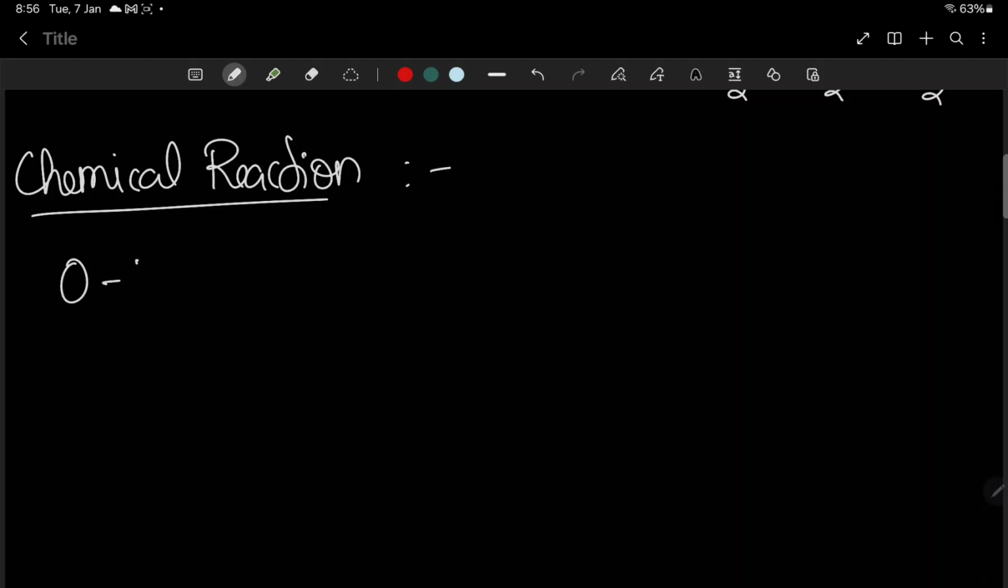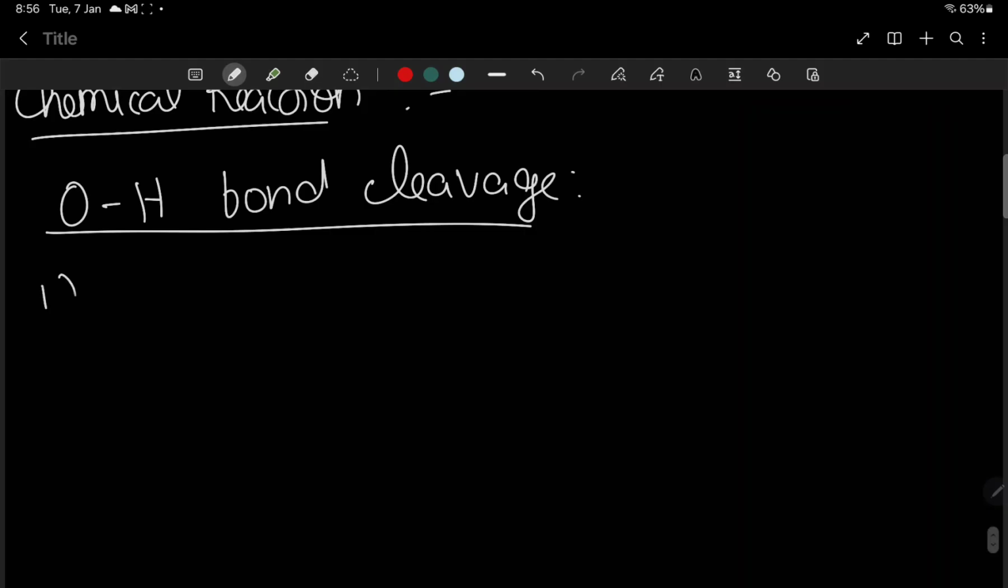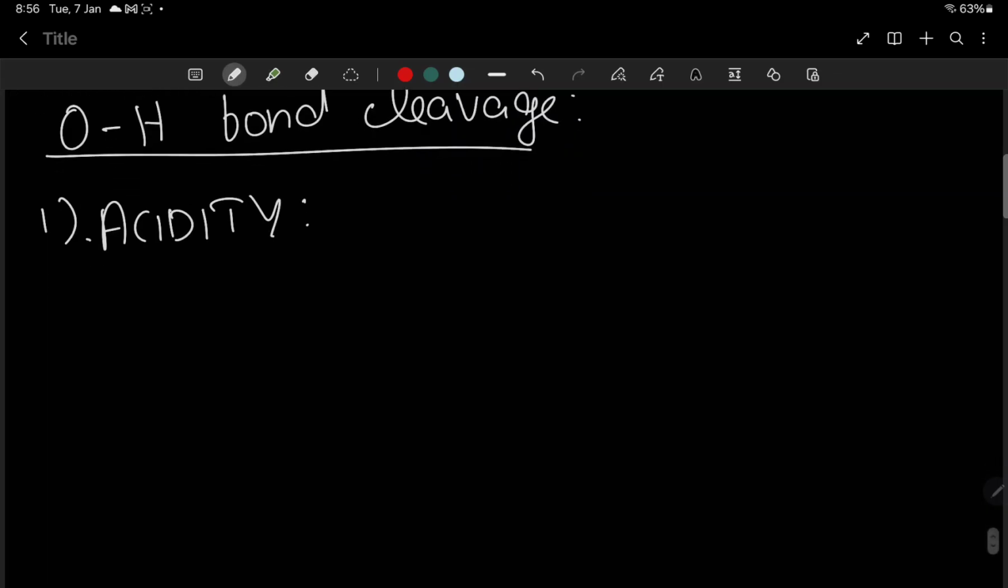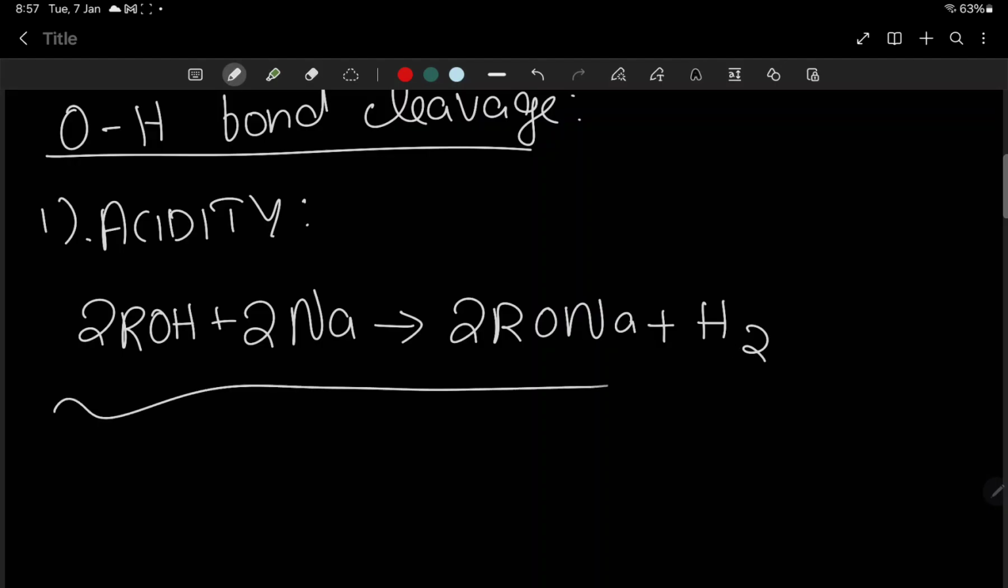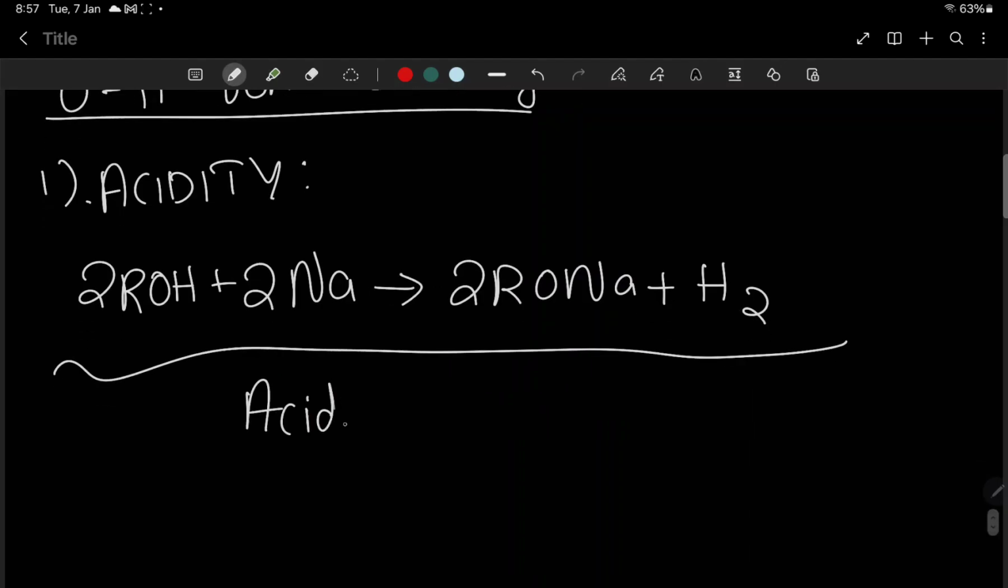First one is related with the OH bond cleavage. That is O and H bond cleavage. First, what should come to your mind? Yes. First one is acidity, acid character. You can just check if you react ROH with Na. We get 2RONa, sodium alkoxide, and hydrogen. This is like an acid base reaction.